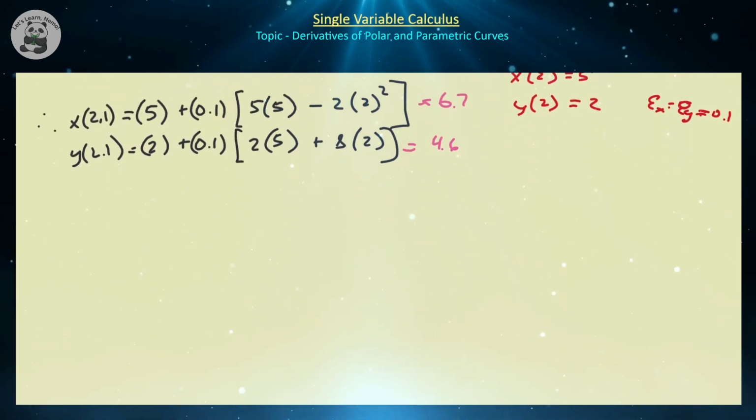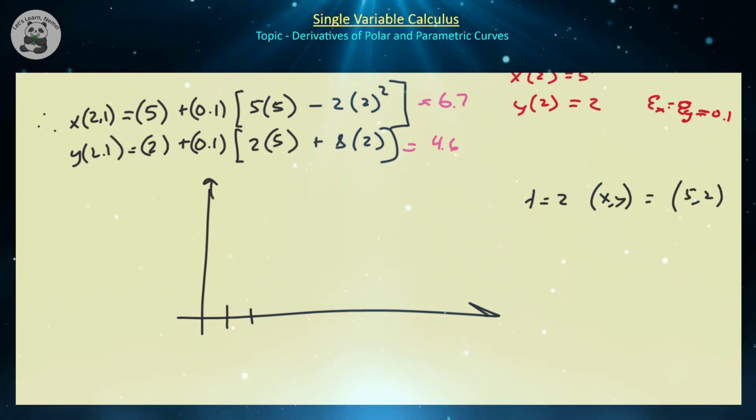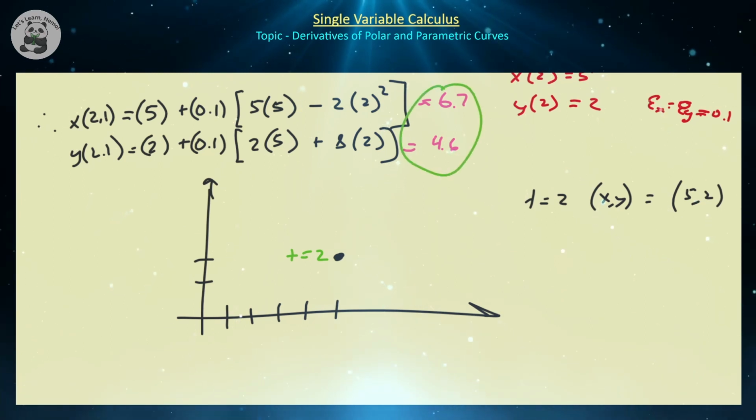So how do we interpret these particular numbers? If we think about where we were at time t equal to 2, our position x, y was equal to 5 comma 2. So 1, 2, 3, 4, 5, 1, 2. So this is where we are at time t equal to 2, and this is approximately where we are after 0.1 seconds, I guess you could say. So somewhere here and somewhere there. So that's an approximation for where we should be.